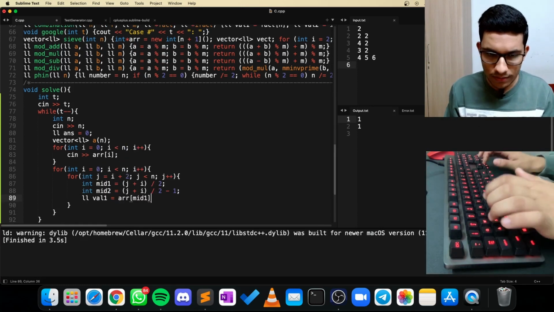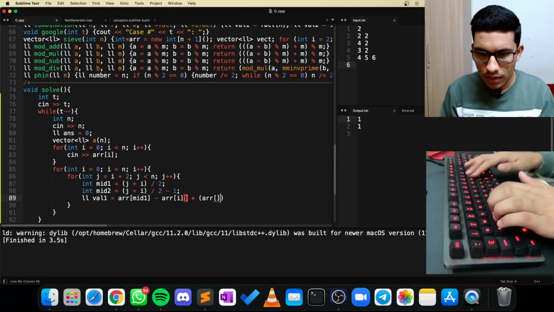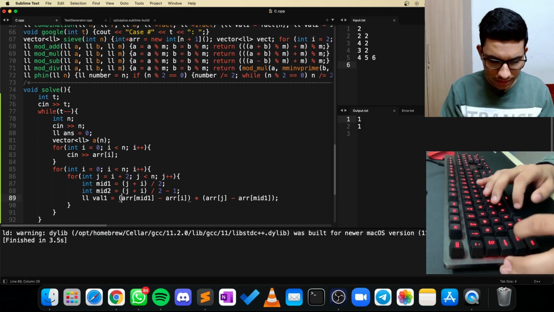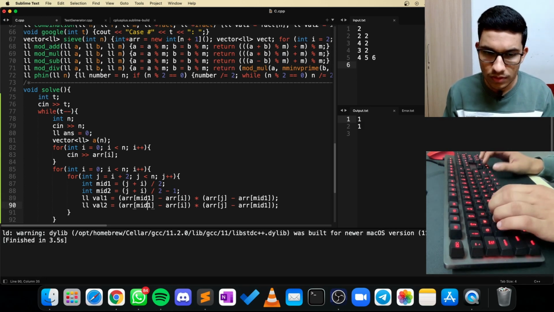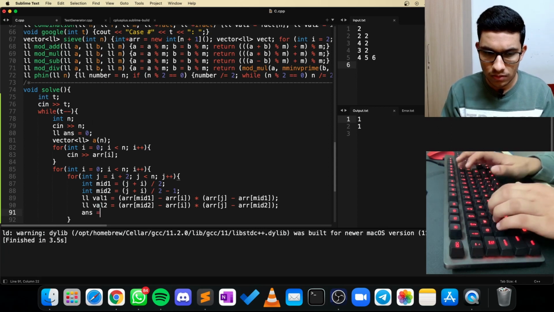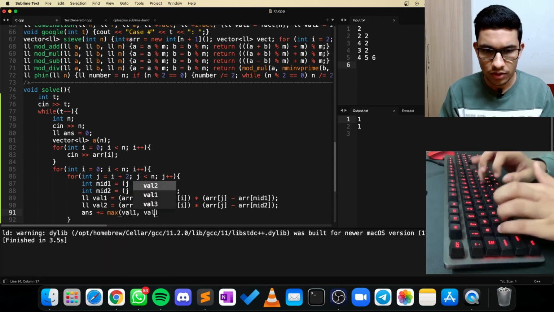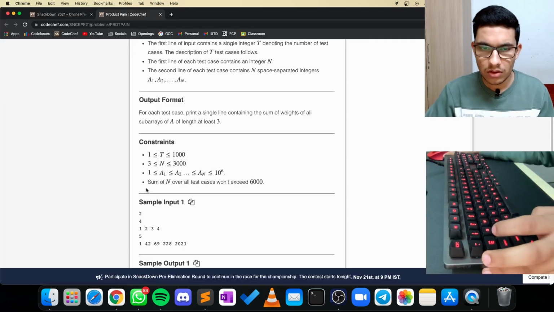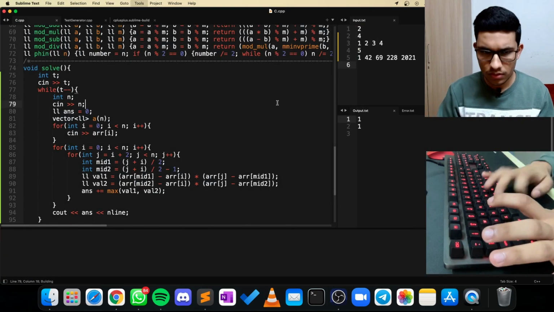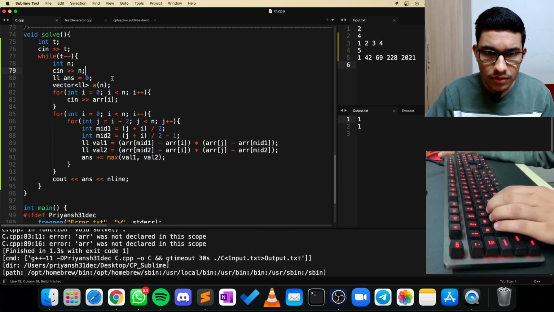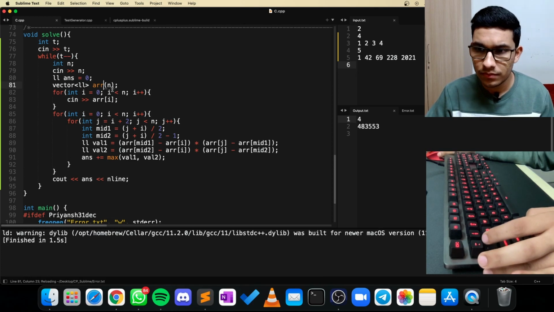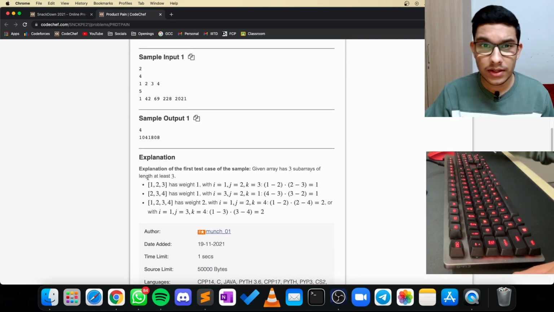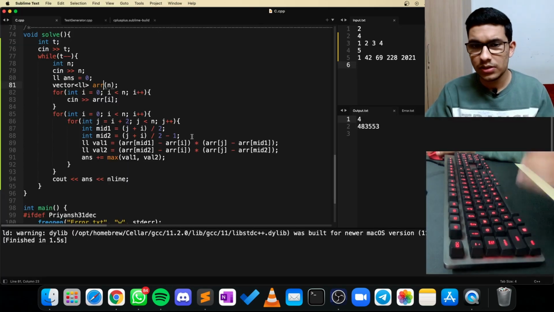Val1 equals to ARR at mid1 minus ARR at i into ARR at j minus ARR at mid1. Right. Similarly, I have val2 equals to, and then val1 comma val2. Right, let's just see. I hope this is fine. ARR was not defined. Okay, let's do this ARR. Okay, this is coming out to be different here. Length at least 3. All right. For this one, the answer is different.